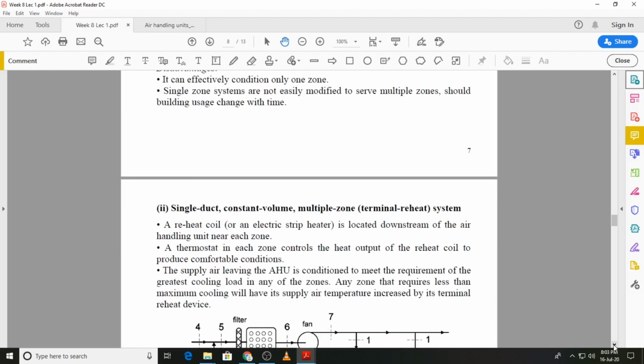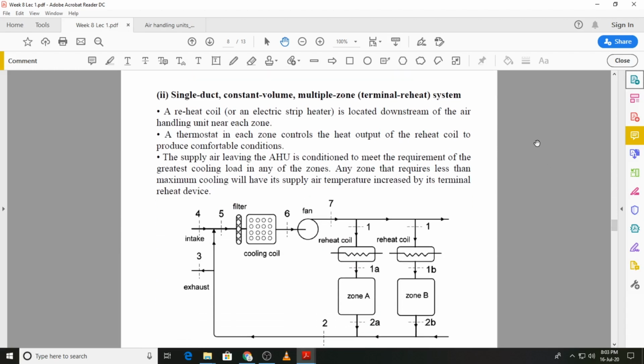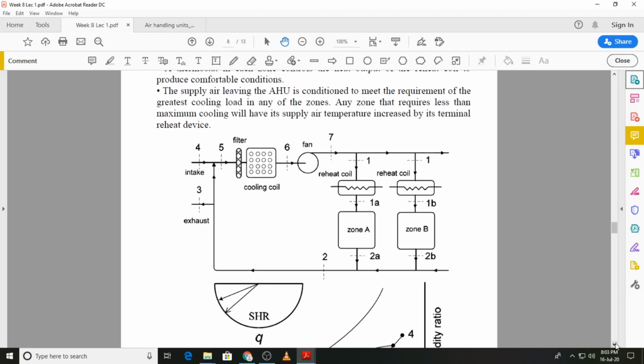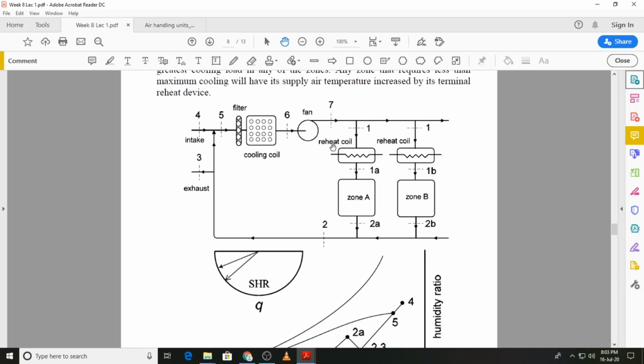So now let's look at the possibility that we still have a single duct and a constant volume system, but this time it is a system which will serve multiple zones. And for simplicity, in the schematic diagram I have shown two zones. There can be more than two zones, and this type of arrangement is known as a terminal reheat system, in which we can see that before each of the zones there is what is known as a reheat coil, and the purpose of the reheat coil is to provide energy to the air which comes from the cooling coil according to the zone requirement.